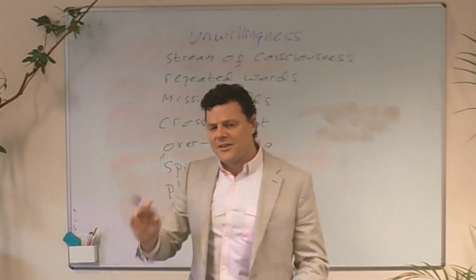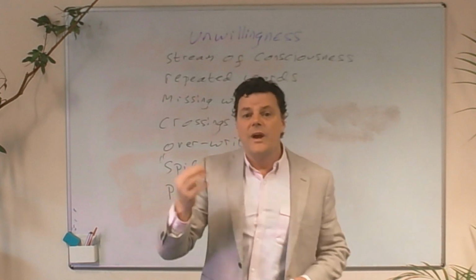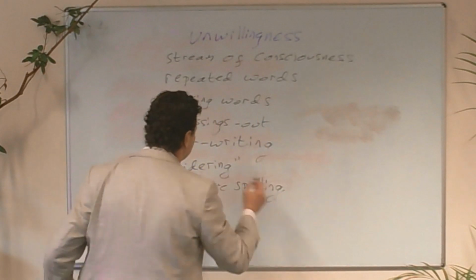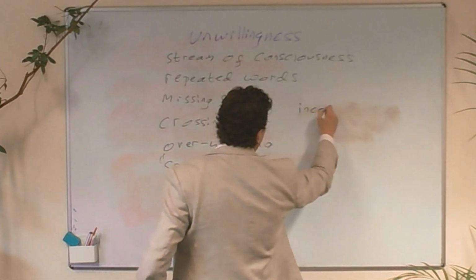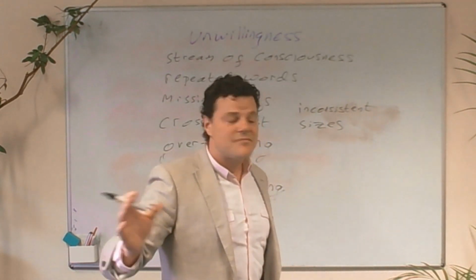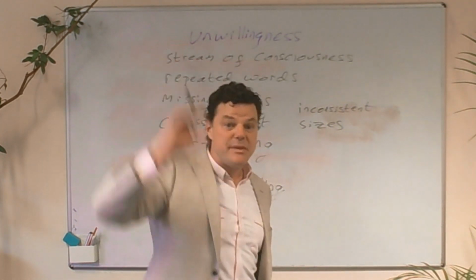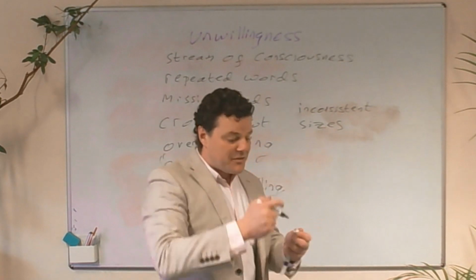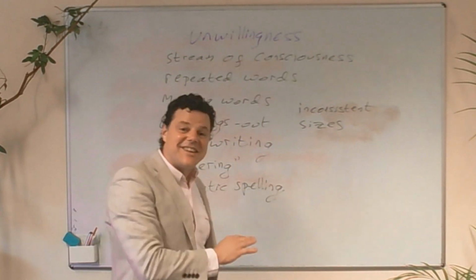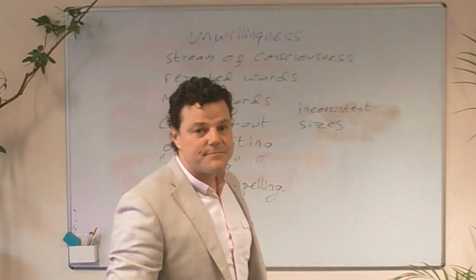Unwillingness. A lot of people with dyslexia are unwilling to write by hand. Oh, of course, hang on. Inconsistent sizes. The letters, the words might be really big or really small at different times, or they might shrink or grow. And so you'll find inconsistent sizes in letters and words.